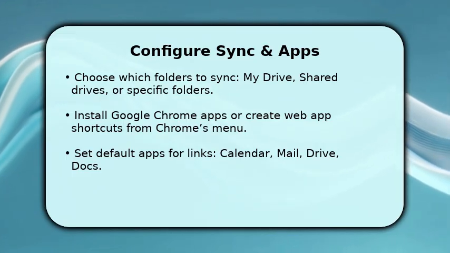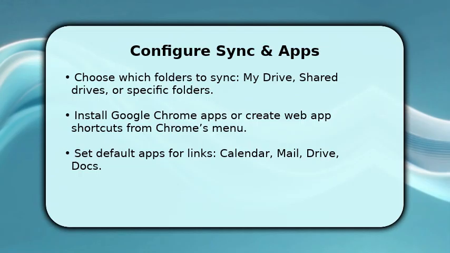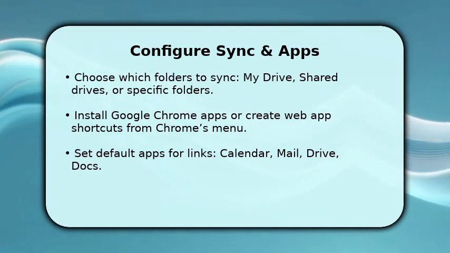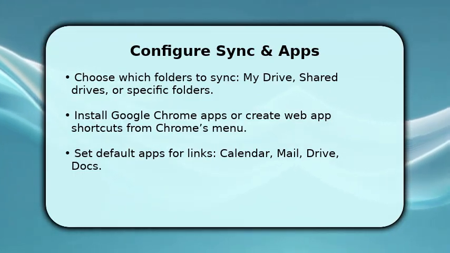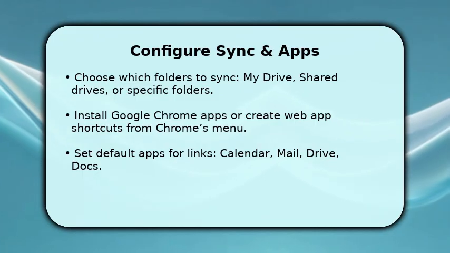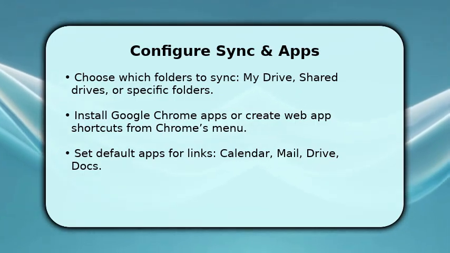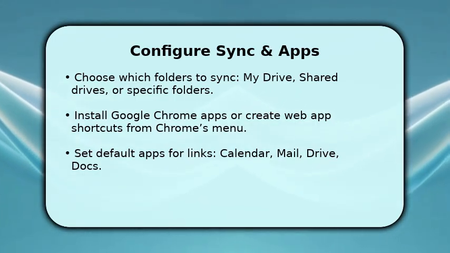Install web app shortcuts from Chrome by visiting Gmail, Docs, or Calendar and selecting Install App. This gives native-like windows. Once done, set default handlers in macOS for Mail and Calendar links so Google Apps open by default. That keeps a consistent workflow and avoids duplicate account prompts.